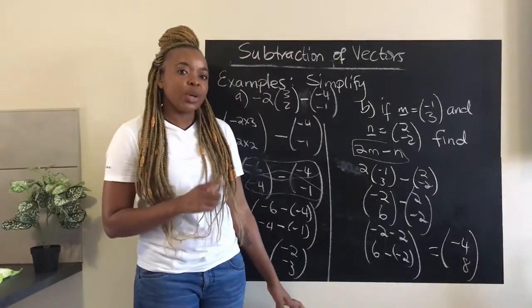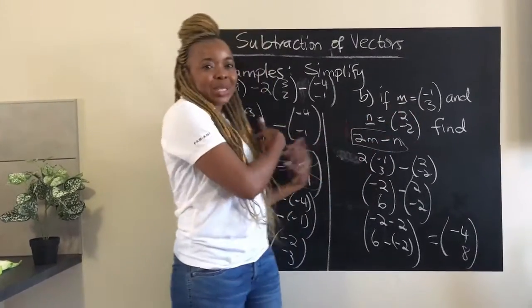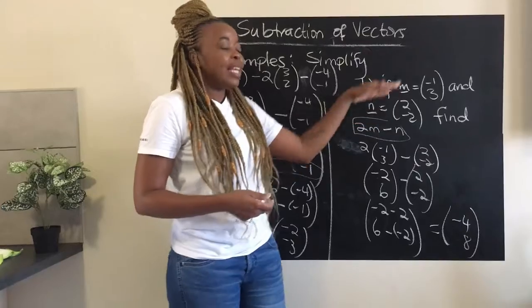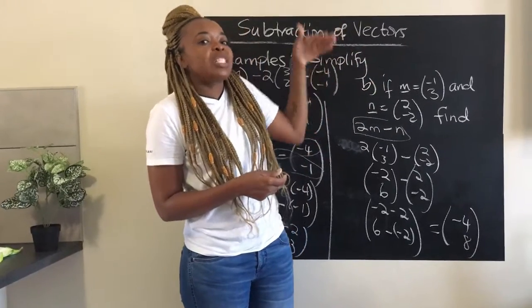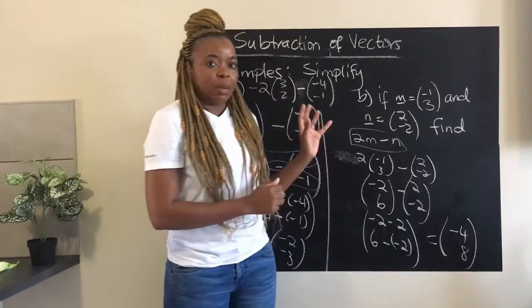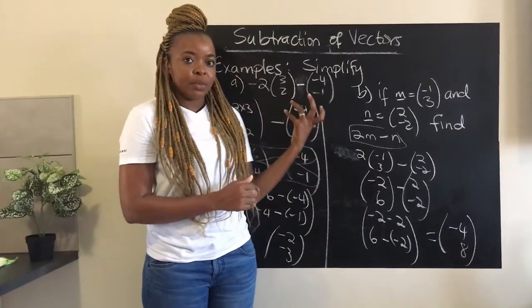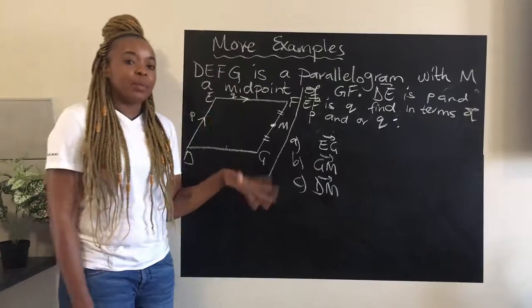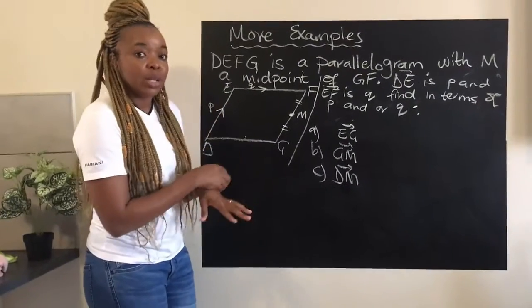Because what were you doing? You're basically doing the same thing, except that here we needed to first substitute so that we can get something that looks like that. Then we just apply the same methodology that we did there. Okay, so we are going to look at some more examples here, and then how we can answer the questions.